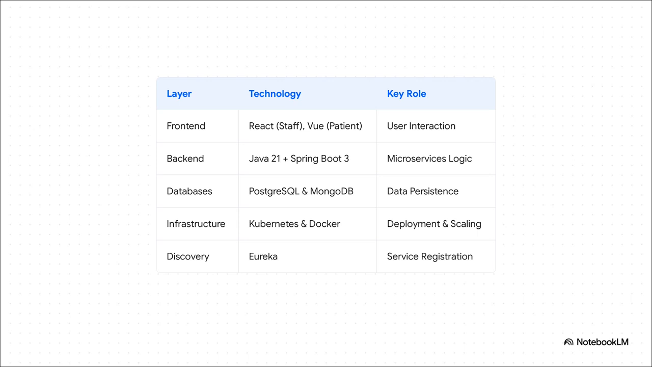You've got those separate front ends we talked about. The back end is all Java 21 with Spring Boot, broken into small services. Everything is put into containers with Docker and then managed by Kubernetes, which means it's totally ready to scale. Every piece of tech here was picked for a reason, to do its one job extremely well.